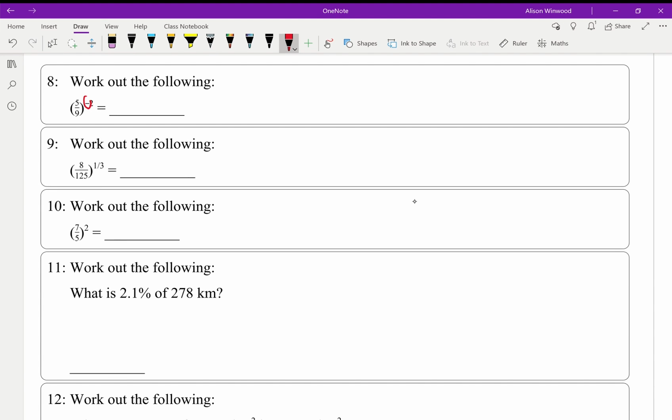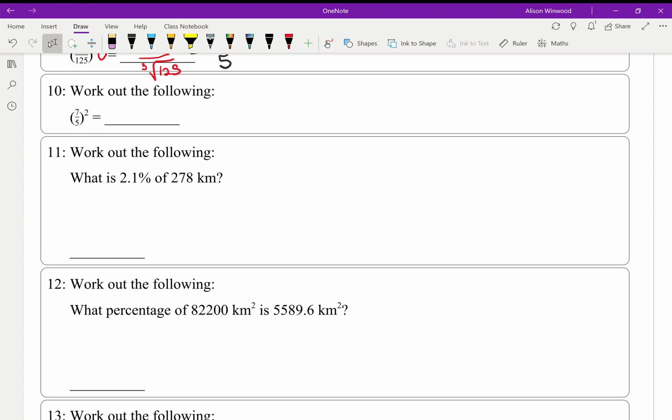The negative power tells me that I'm going for the reciprocal, so I'm going to turn the fraction upside down, still squared. 9 squared is 81, 5 squared is 25. The numerator of 3 tells me I'm doing the cube root of 8 and the cube root of 125. Cube root of 8 is 2, cube root of 125 is 5. Last one, 7 squared is 49, 5 squared is 25.